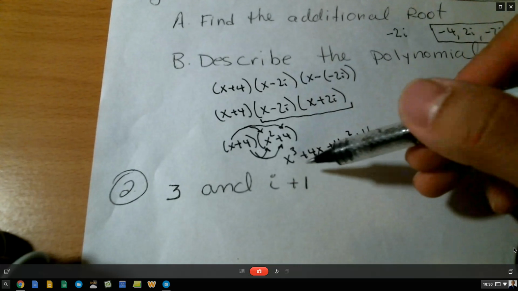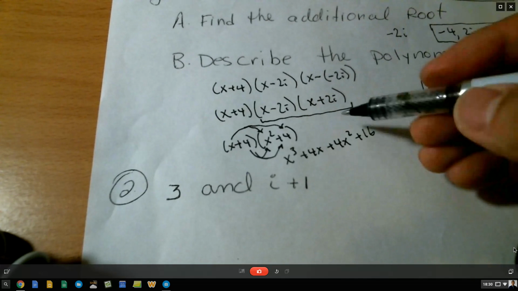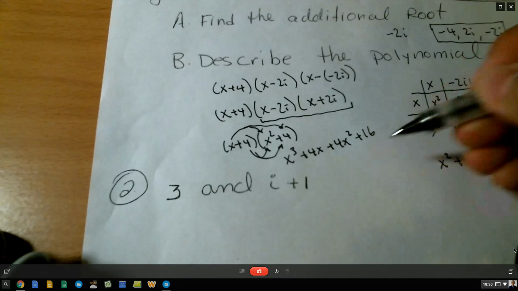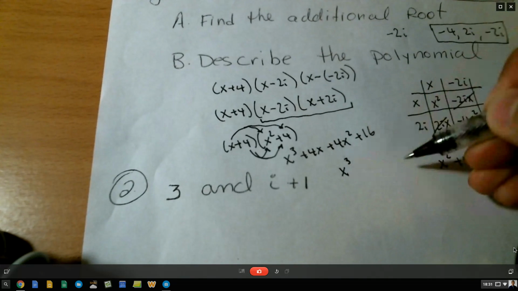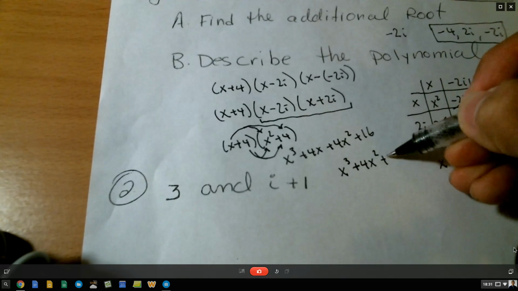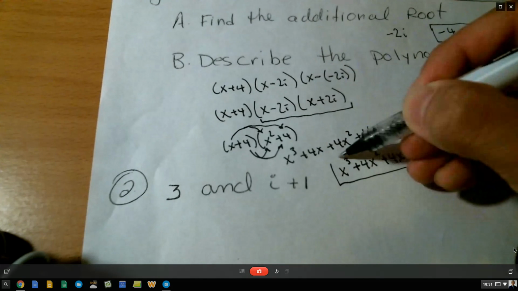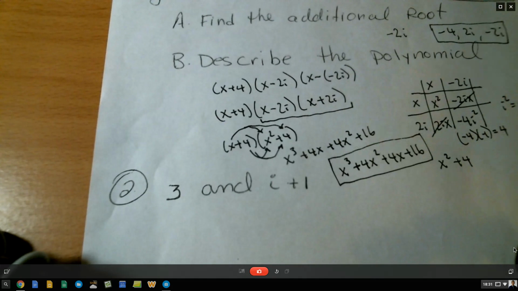And can you combine any of these terms? And the answer is no. So then we write it in standard form with the highest degree. We have x to the third plus 4x squared plus 4x plus 16. And we have a polynomial that has these three roots.